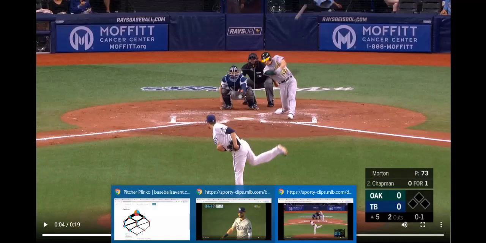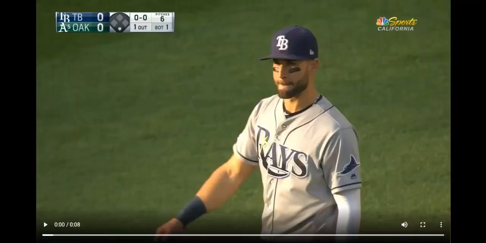So let's now go to their second meeting. This is June 20th, only 10 days later, in Oakland instead of in Tampa. And this was another, I believe, 3 at-bats here. Let's just see what happens. So I'm going to try to pick up the pace here.